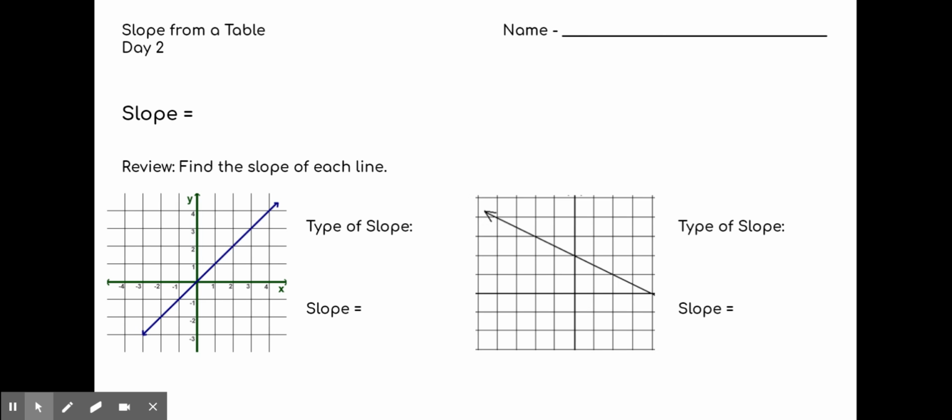Okay, so we are going to do our second day of slope from a table. This is all going to be review. Okay, we have done this before. We just need some more practice with it.